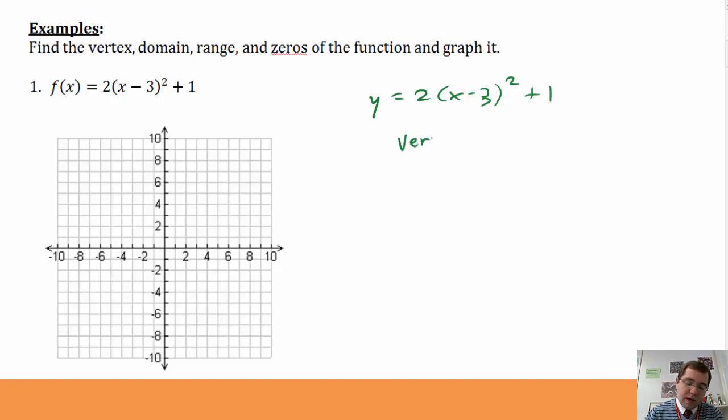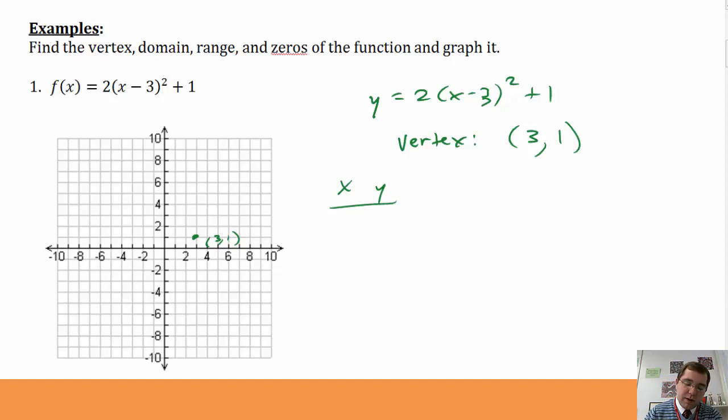To do that, we're going to pick out the vertex first. The vertex is h comma k. H is the number subtracted off from x, so that is positive 3. Even though it's x minus 3, h is positive 3. It's the opposite sign. K, though, takes the same sign as the number on the right-hand side. So the vertex is 3 comma 1. We'll start with that. That means the axis of symmetry is the vertical line that goes through the vertex. I won't draw it this time because it's not part of our graph.